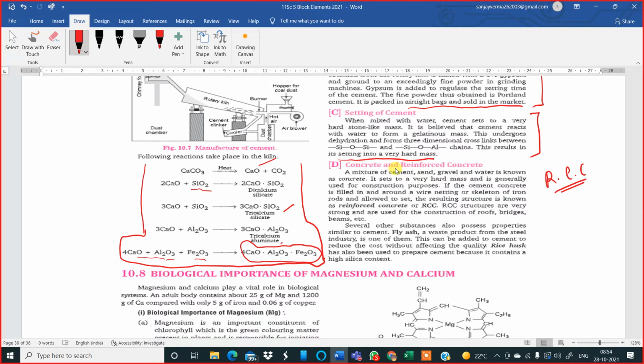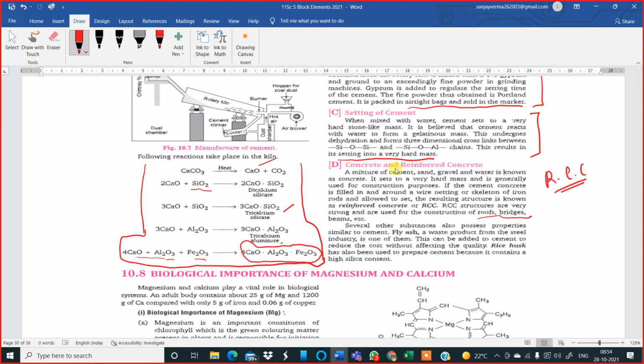If the cement concrete is filled in and around a wire setting or skeleton of iron rods and allowed to set, the resulting structure is known as reinforced concrete, or RCC. RCC structures are very strong and are used for the construction work, roofs, bridges, beams, etc.